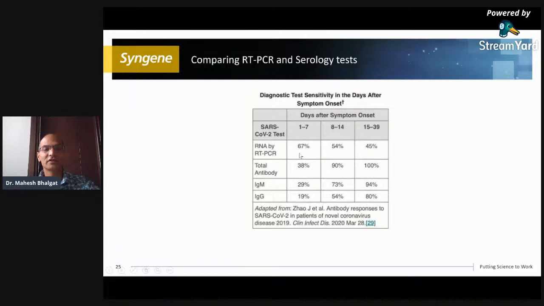To help illustrate that point, this is one specific article that was published about a month and a half ago. These numbers could change, but it is illustrative that, depending on the day after symptoms when the sampling has been done, you may find RT-PCR varying in its positive nature. You may also find that IgM and IgG would be varying in their positive nature. IgM and IgG or total antibody would be more and more positive towards the 14 to 15-day time frame. The RT-PCR will be more and more positive in the earlier stages when the virus is still in the system.